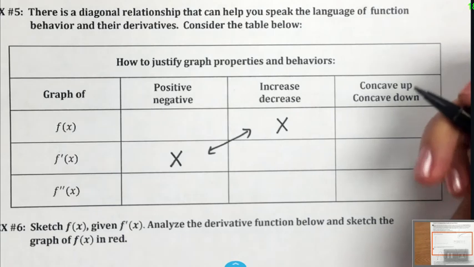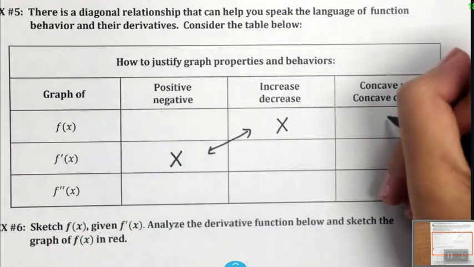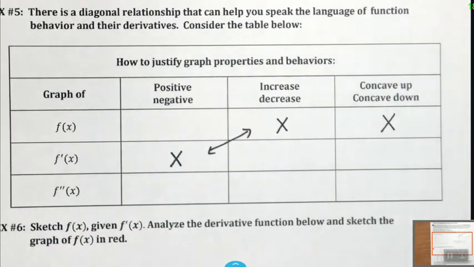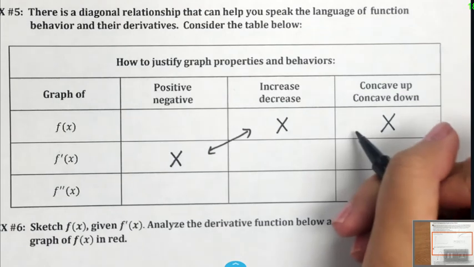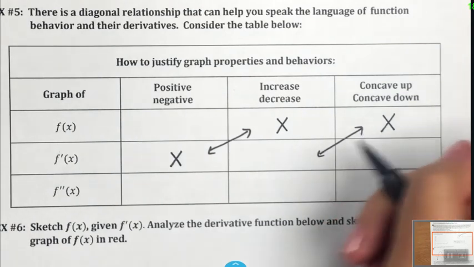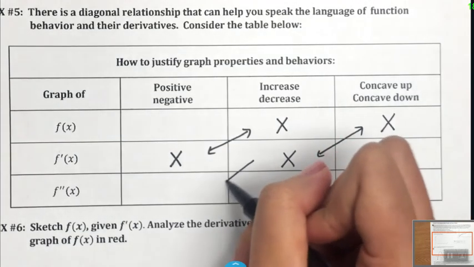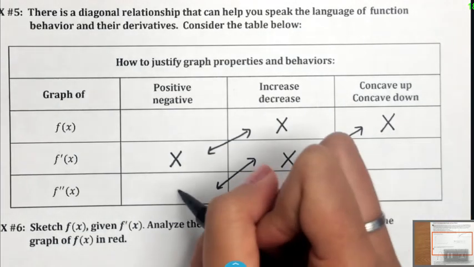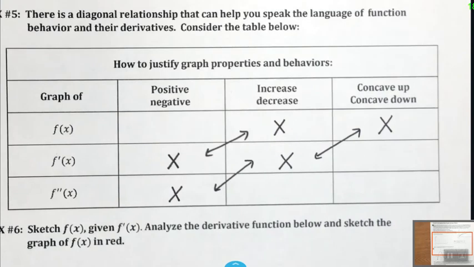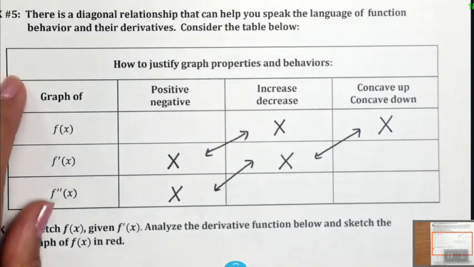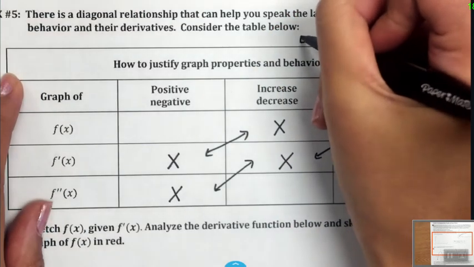Okay, if the original is concave up or concave down, then you know whether the first derivative is increasing or decreasing, and then you know whether the second derivative is positive or negative, okay? So I can tell you any one of the parts and you can tell me what everything else is doing. Okay. So here's our example.